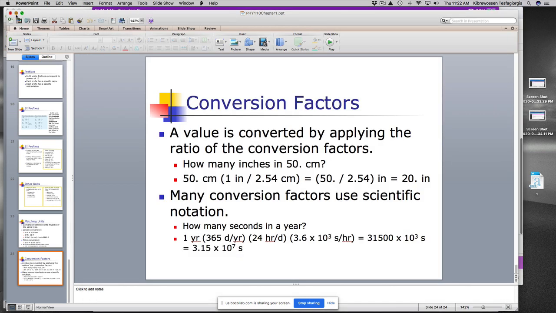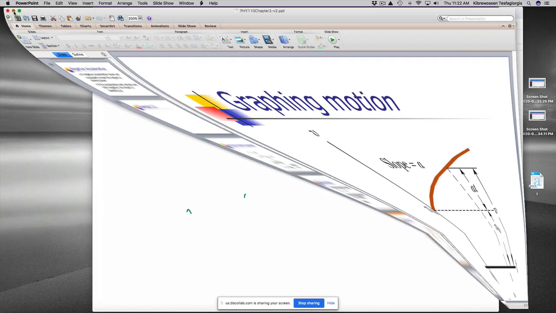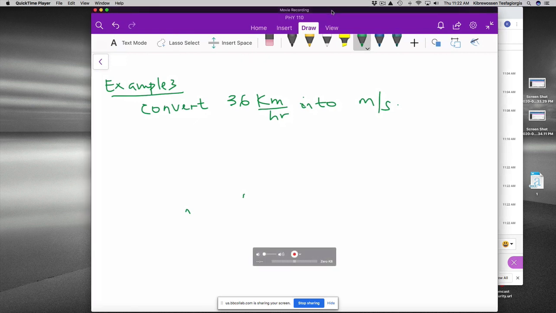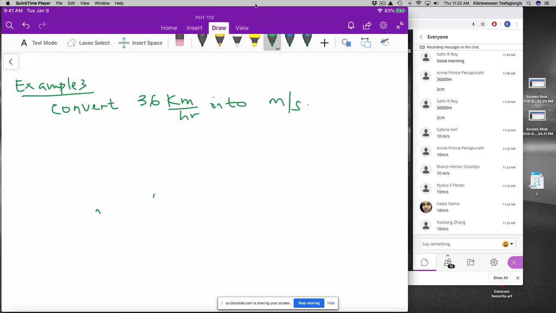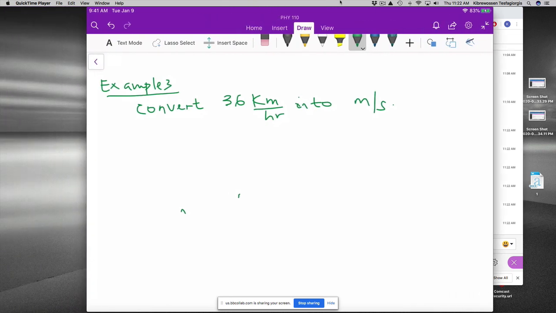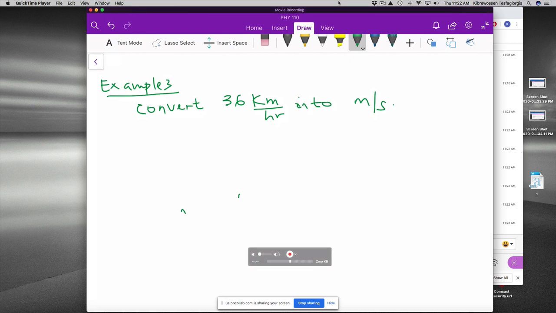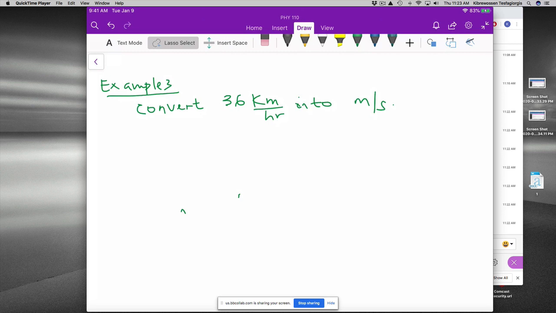Anyone else? Very good. Excellent. Yeah, that's it. That's good. So per means over. It means in every hour, how much distance did you travel. That's what it means.